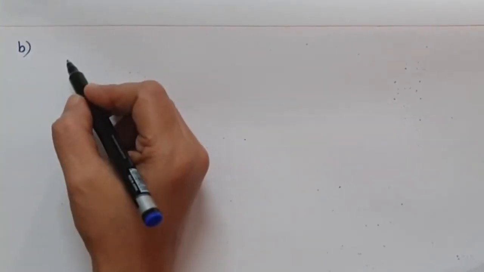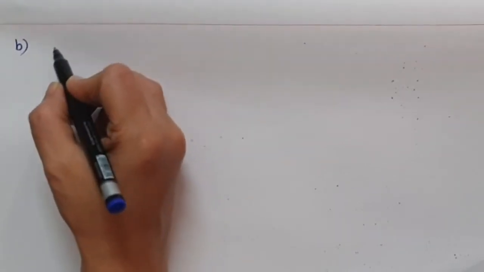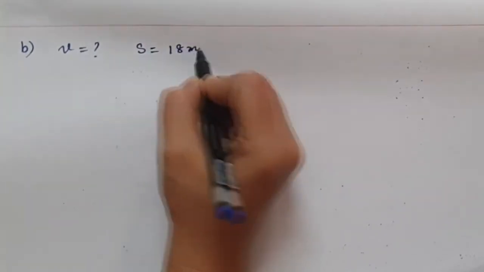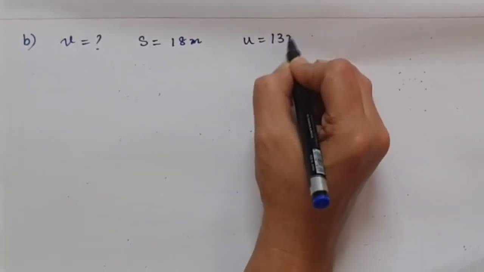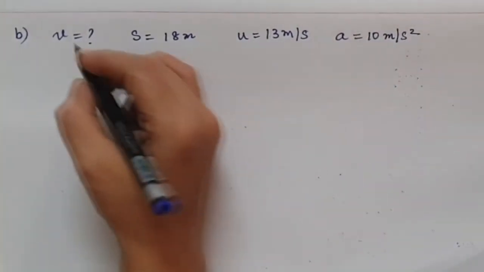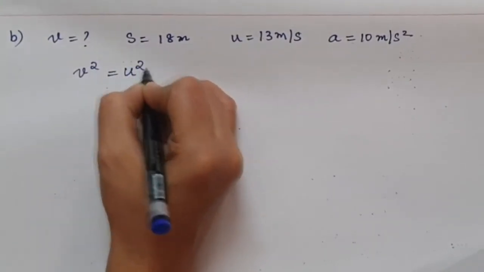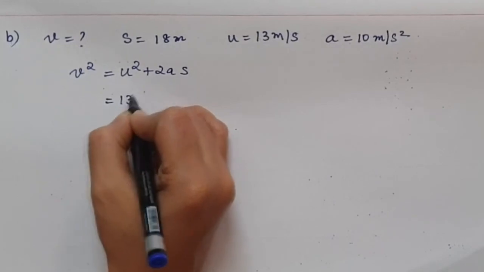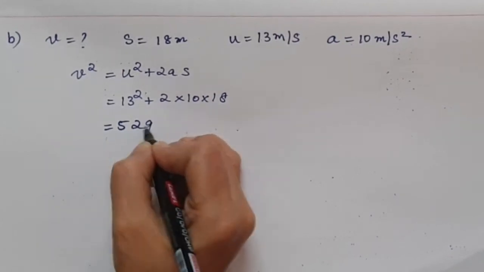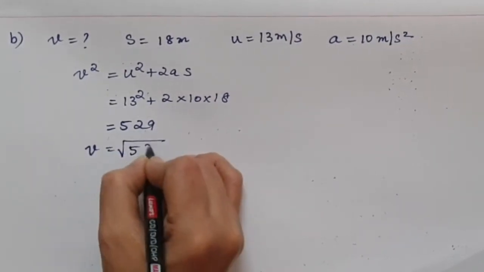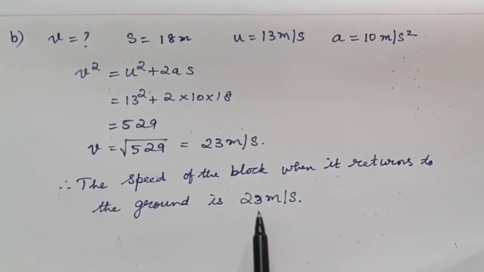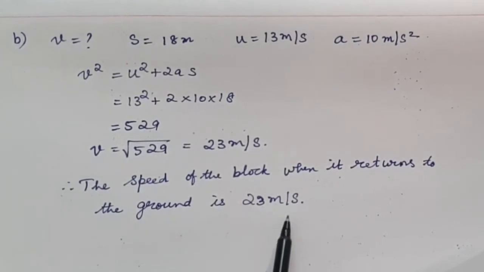Now in the B part, we need to calculate the speed of the block when it reaches the ground. That is, we need to calculate our final velocity. We know the total distance is 18 meters and u is given as 13 meter per second and acceleration is 10 meter per second square. So applying it in the formula v square equal to u square plus 2as, we get 13 square plus 2 into 10 into 18. So it will be equal to 529. So v equal to square root of 529, that will be equal to 23 meter per second. Therefore, the speed of the block when it returns to the ground is 23 meter per second.